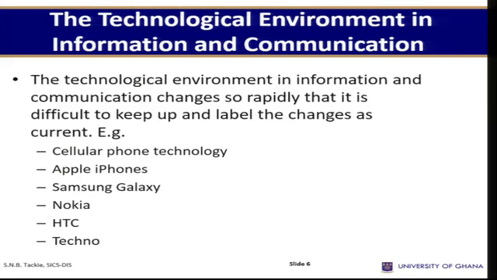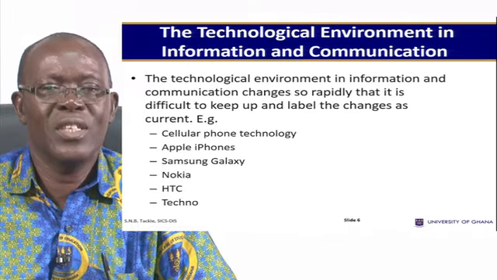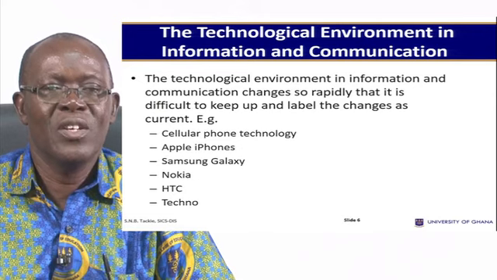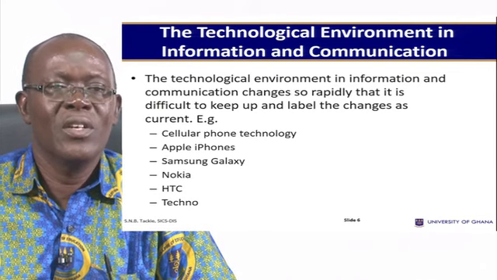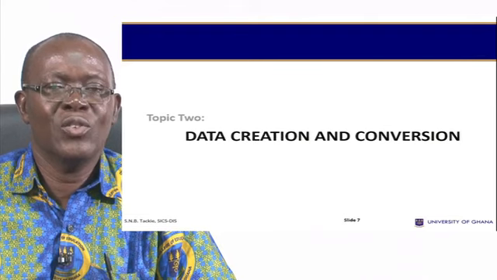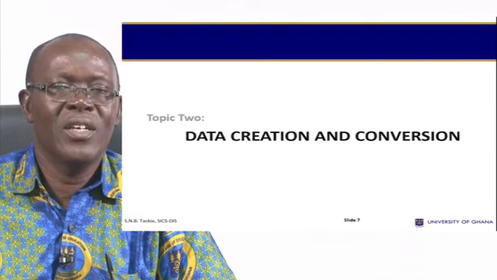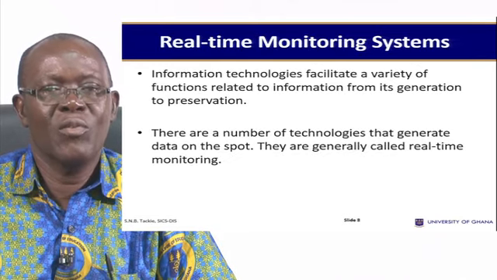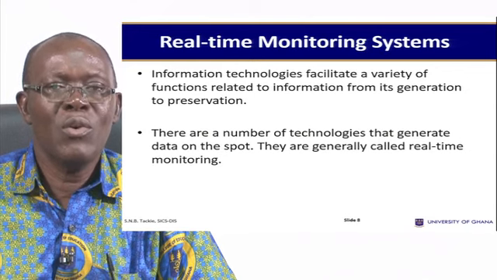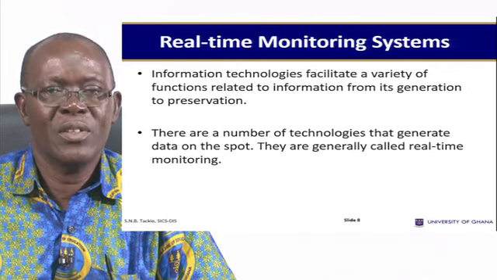Now, the technological environment in information and communication changes so rapidly that it is difficult to keep up and label the changes as current. Like I was saying, the iPhone 6 of last year is now outmoded, and so people are using iPhone 7 now. So first of all, cellular phone technology. We have Apple iPhones, Samsung Galaxy, Nokia, HTC, Tecno, several others that you have not even come across yet, Huawei, Lenovo, and the likes.